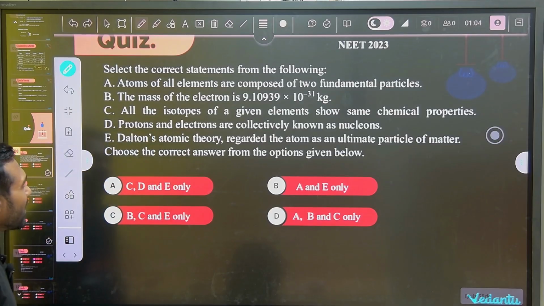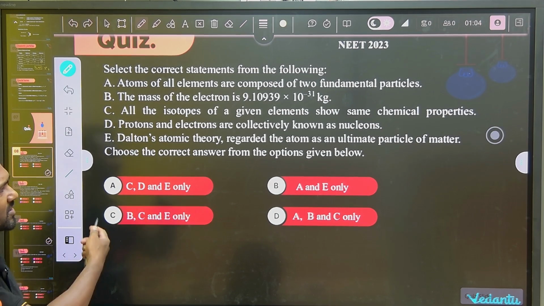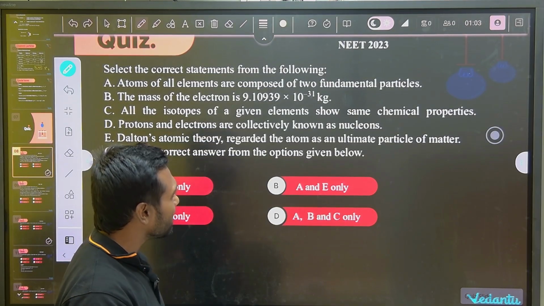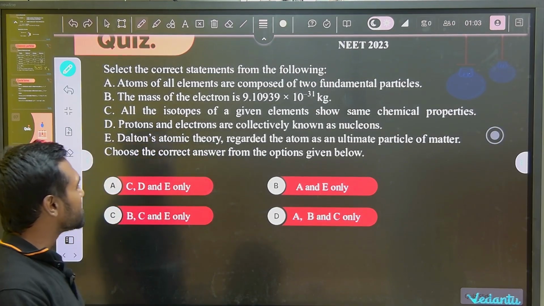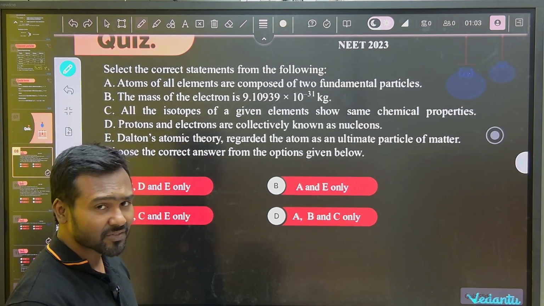Wait, I will explain. The mass of the electron is 9.1 × 10^-31 kg. This is a 2023 NEET question. You have to remember those values, since they ask. All the isotopes of given elements show the same chemical properties. Isotopes are having the same chemical properties. Yes. Protons and electrons are collectively known as nucleons. No. Dalton's atomic theory regarded the atom as an ultimate particle of matter. Correct. Now in these options you have to select which one is correct.